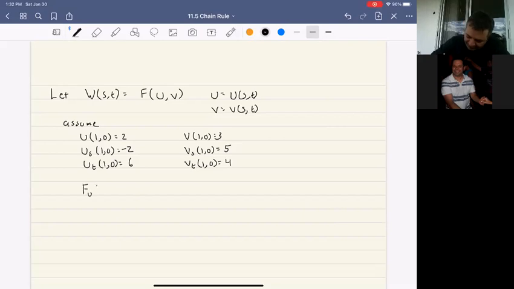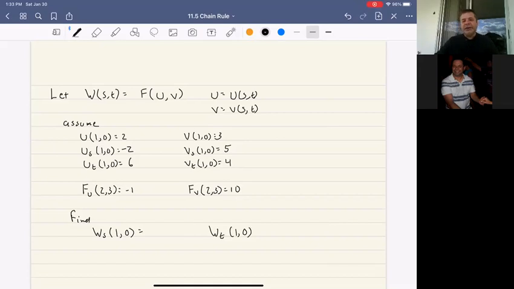F sub U of 2 comma 3 is negative 1. F sub V of 2 comma 3 is 10. So they're going to ask us, find W sub S of 1, 0 and W sub T of 1 comma 0.